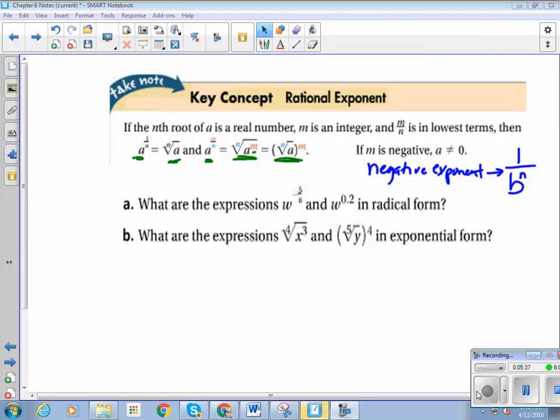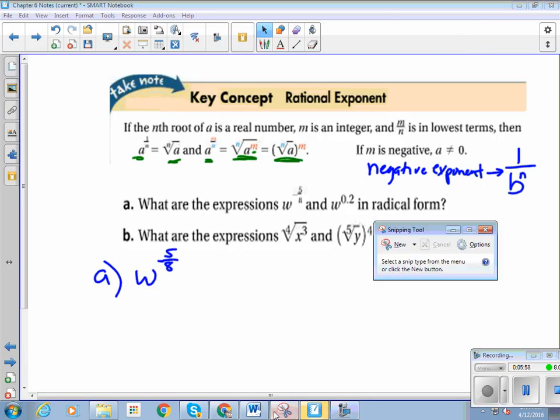All right, so if you look at our example problems, what are the expressions w to the negative 5/8 and w to the 0.2 in radical form? Ooh, that's fun. Let's answer A down here. So w to the negative 5/8. Okay, w to the negative 5/8.